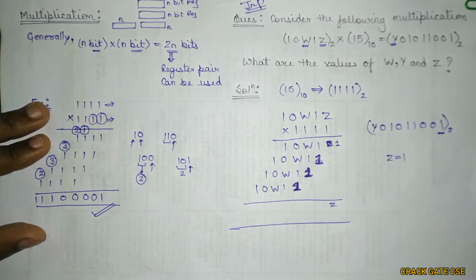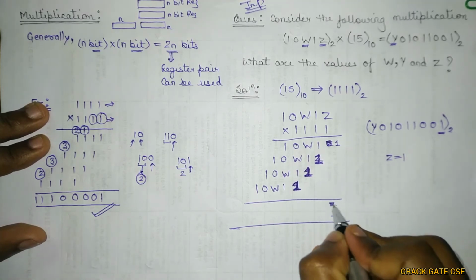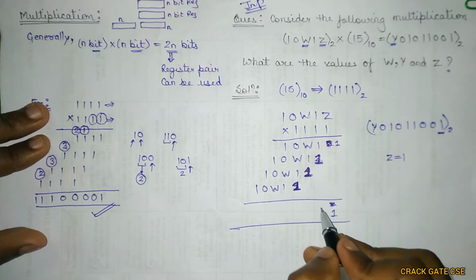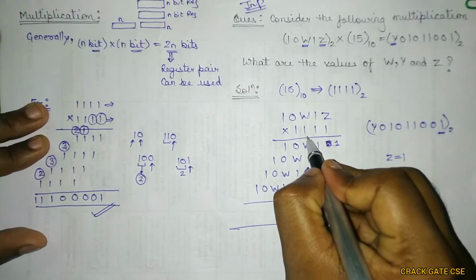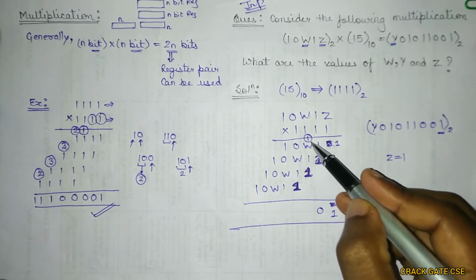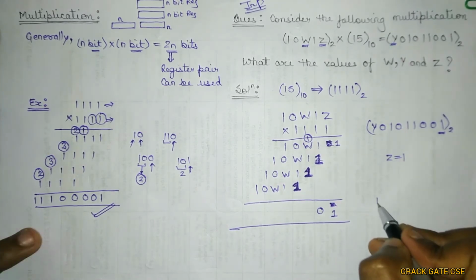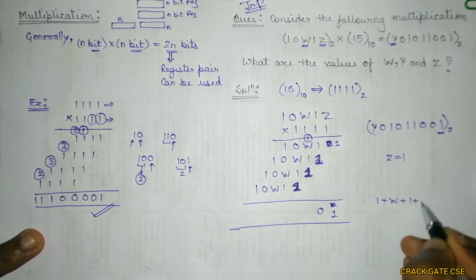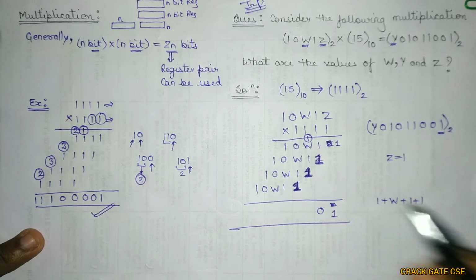Now so this z is also 1. Now this 1 and 1 is 2. 2 means 0 will be here and 1 will be carry here. Now here we came with the w. So this 1 plus w plus 1 plus 1, I am talking about this particular column, right?